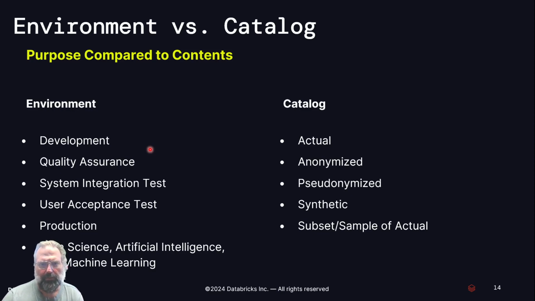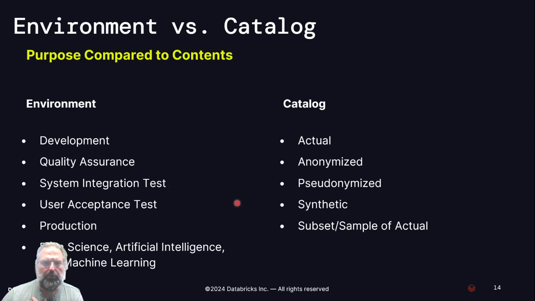That may occur in a development environment, whereas quality assurance is an environment where you're attempting to validate the results of the development. Do those processes do what they're supposed to do? System integration test has a purpose as well, to make sure everything talks together and so on. Also, data science and AI and ML, that is an environment because that is a type of thing that you're trying to accomplish. So a data science environment is a place where a catalog is utilized to perform some operation.